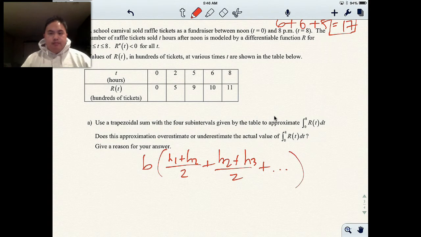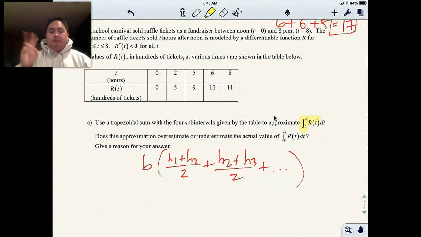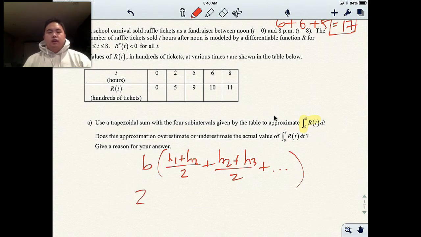And so on. Okay? For this particular problem, you'll notice it says I want you to go from 0 to 8, and 4 subintervals. So again, my base is going to be 2. I'm going 8, and I want 4 subintervals, so my base is going to be 2. Okay. And then I'm going to average the heights.